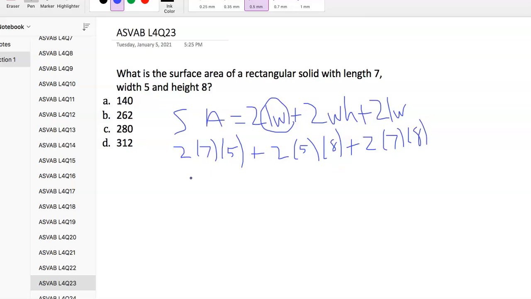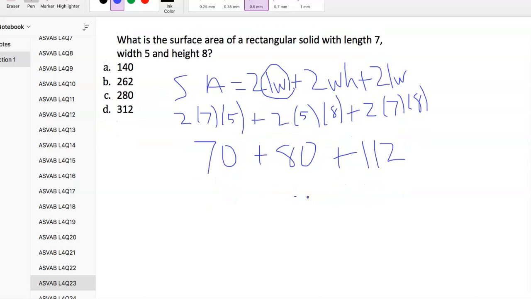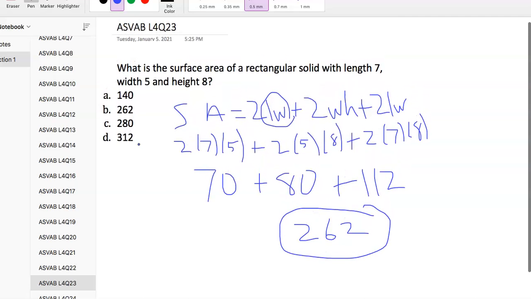And if we multiply all the stuff out, 7 times 5 is 35, times 2 is 70, 5 times 8 is 40, times 2 is 80, 7 times 8 is 56, times 2 is 112. Okay, and if you add those three together, we end up with 262. So we do have a video that goes over everything you need to know about surface area as well as volume.